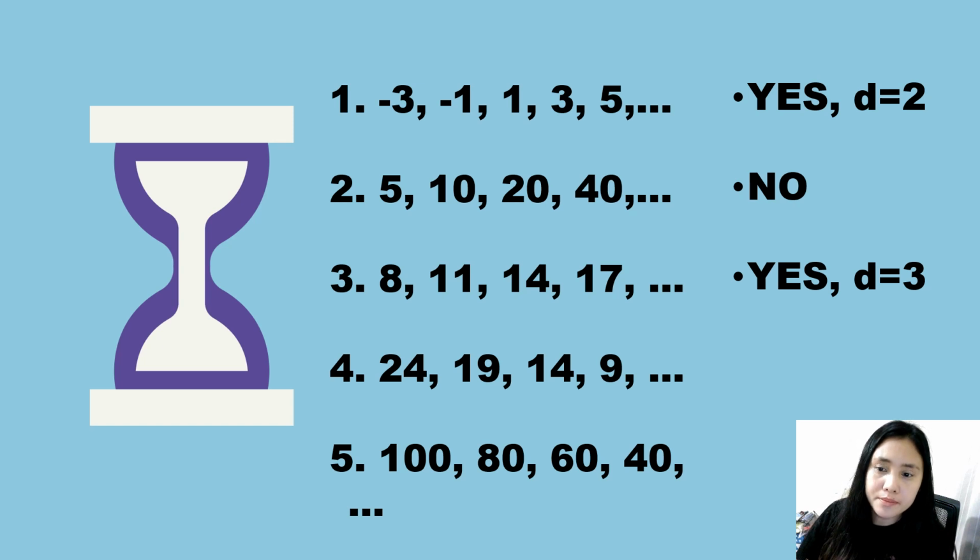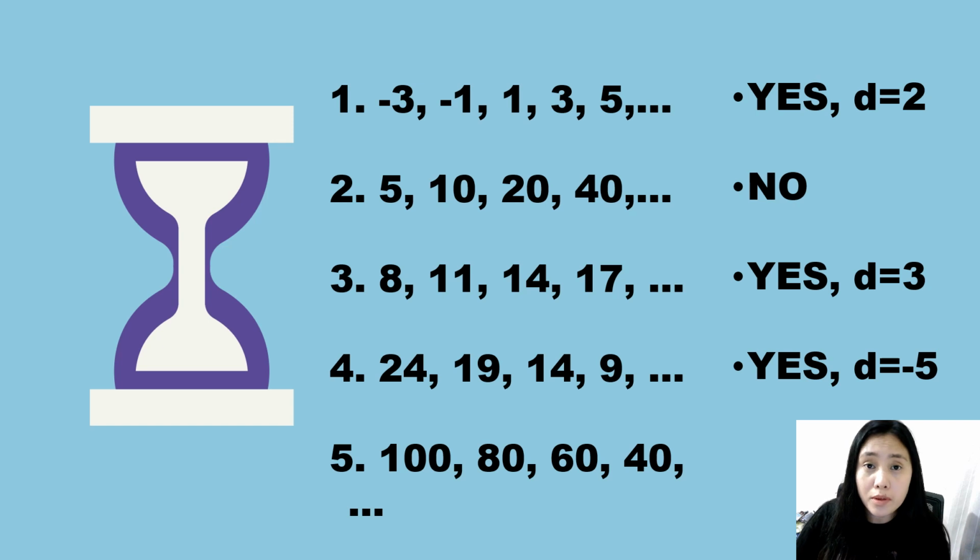Number 4. The answer is yes. It is also an arithmetic sequence with a common difference of negative 5. And number 5, the answer is yes. It is an arithmetic sequence with a common difference of negative 20.